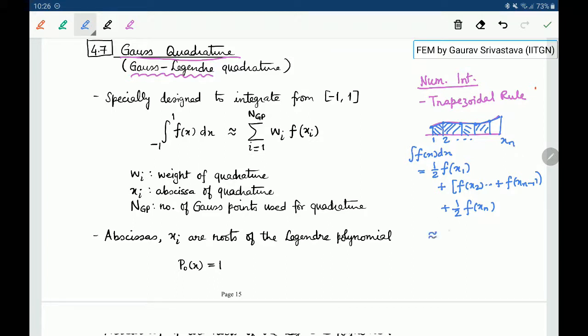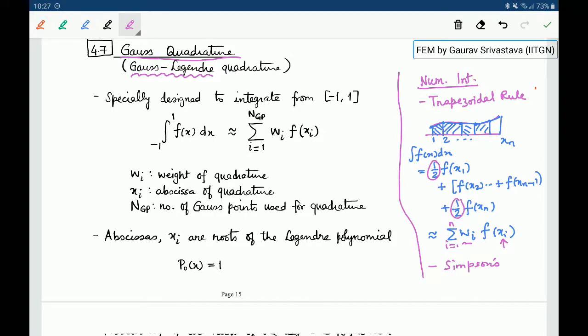So effectively we are writing this as a summation, let's say w_i times f(x_i), where x_i are the coordinates of the nodes, or these are sometimes called abscissas, and w_i are the weights. In this case, with i going from 1 to n, except for the first and the last, all the other weights are 1. First and last weights are half. So this is a quick recap of something which you have already seen. You might have already seen other methods like Simpson's 1/3 rule, 3/8 rule, etc.